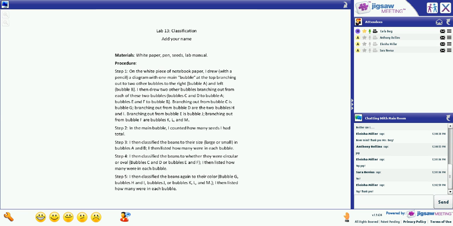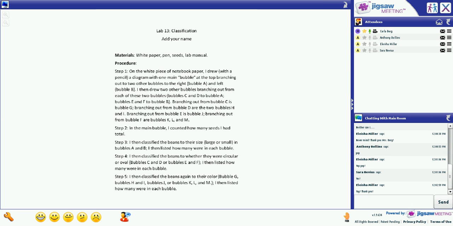If you are using steps or numbers, each number should be the start of its own line. So like here, she wrote step 1, pressed enter, step 2, pressed enter, step 3, so that it's an easy list to read. This was a great procedure.